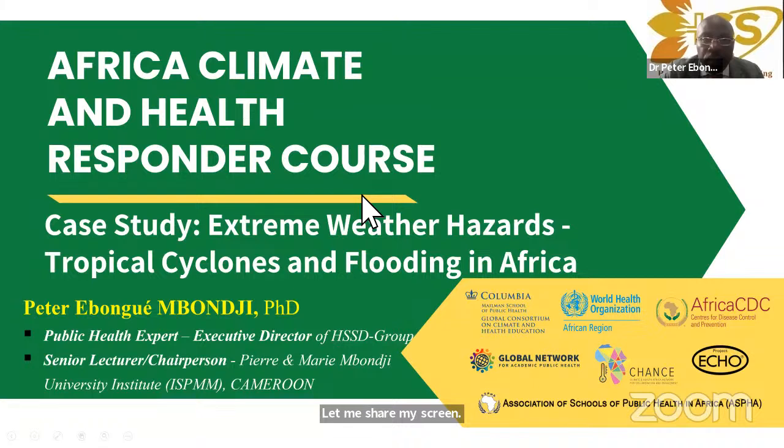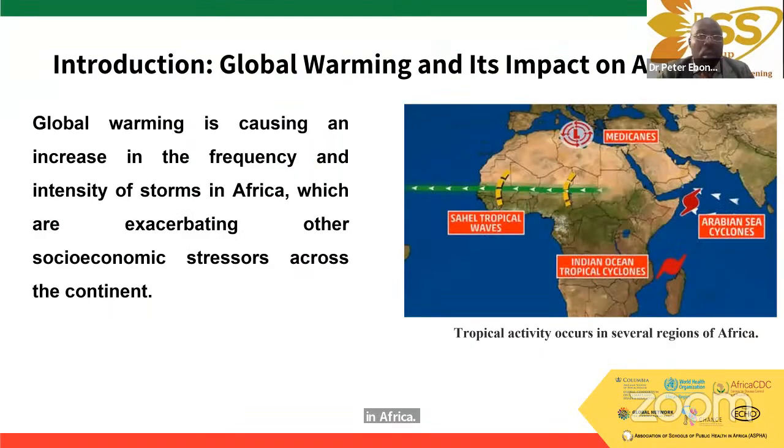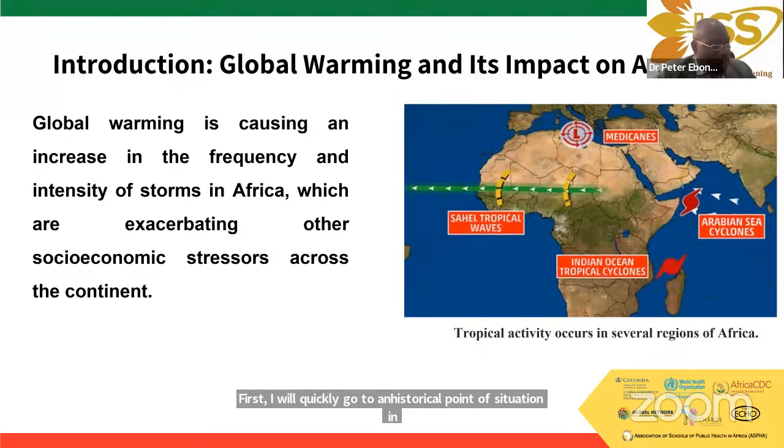Let me quickly share my screen. Okay, so thank you. I'm Peter Mbondji, and I'm going to introduce you to a case study on extreme weather hazards, tropical cyclones and flooding in Africa. First, I will quickly go through a historical point of situation about global warming, which is causing an increase in the frequency and intensity of storms in Africa, which are exacerbating other socioeconomic stressors.